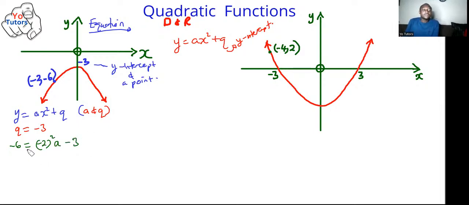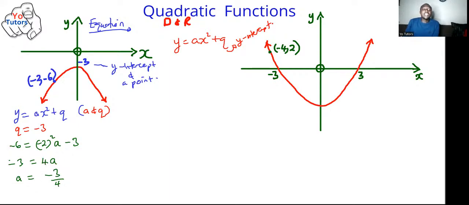-3. Now we take this one here, -3. We take 3 that side. It's going to be equal to what? -3 is going to be equal to, what do we have here? We have 4a. Now when you've got 4a, we are going to divide by 4. So a here is going to be equal to -3/4. So -3/4 is actually our a.